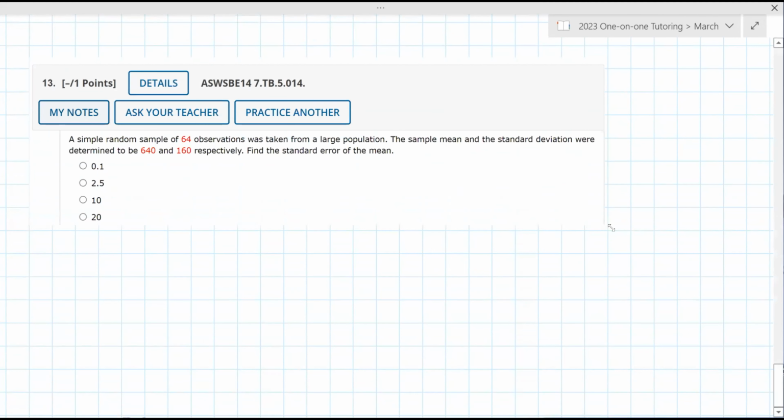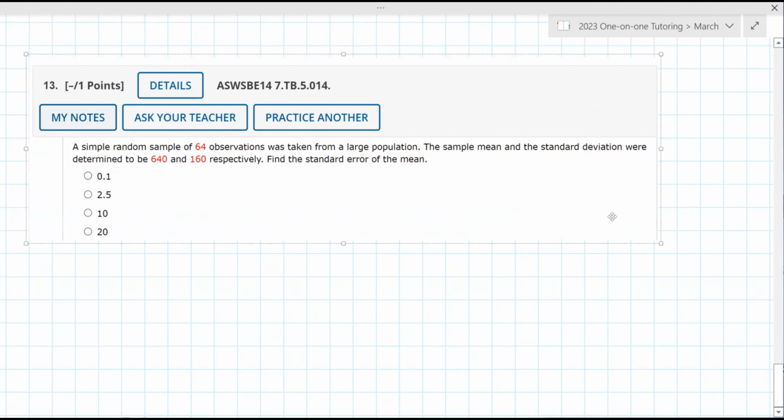All right, a simple random sample of 64 observations was taken from a large population. The sample mean and the standard deviation were determined to be 640 and 160 respectively. Okay, I want you to look at this one more time, and tell me what is X bar, what is S, and what is N, if you don't mind.